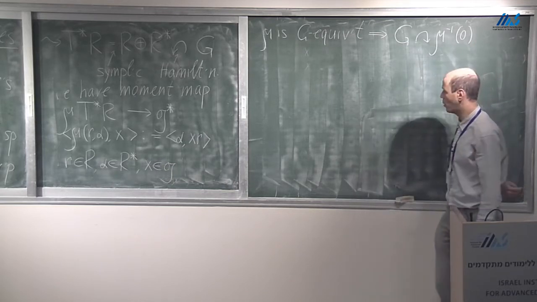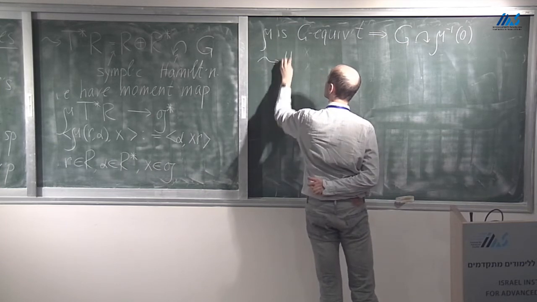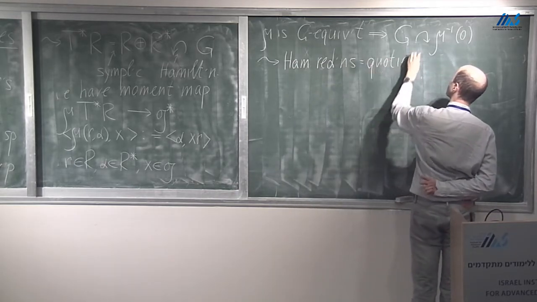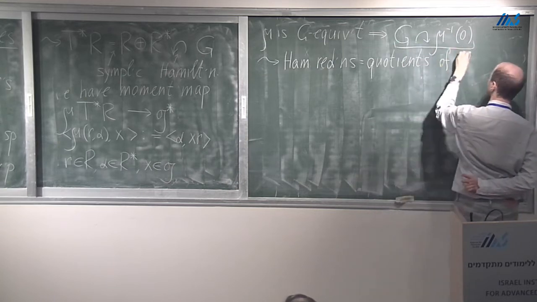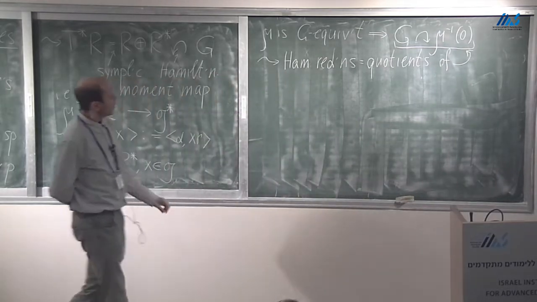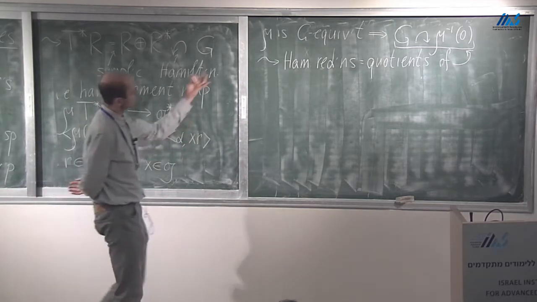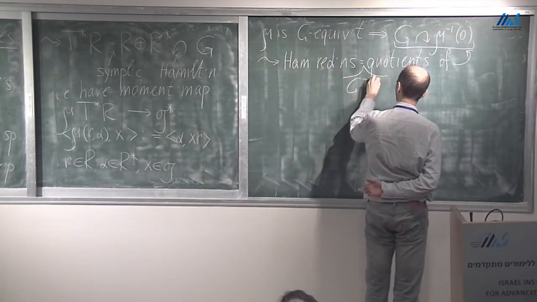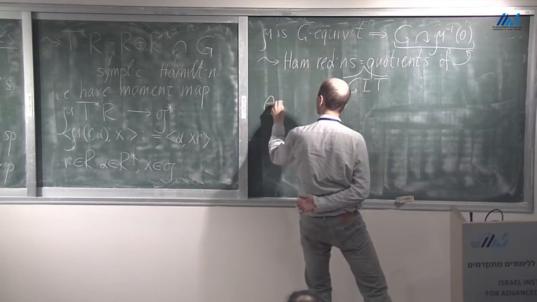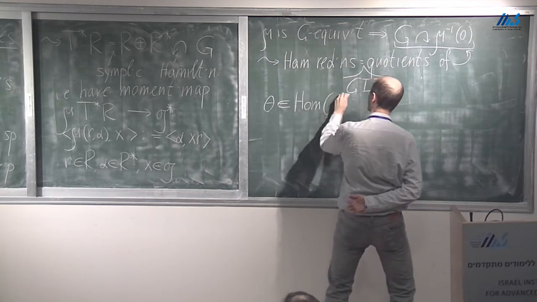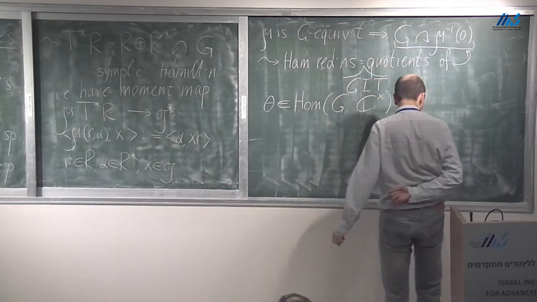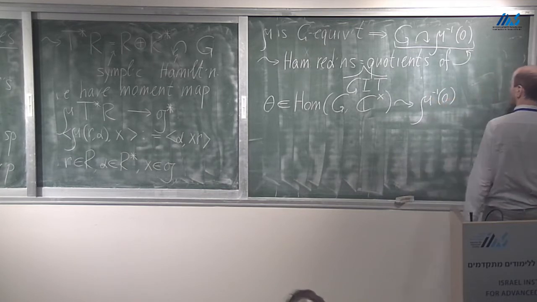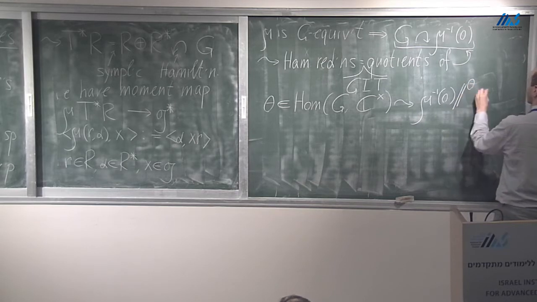Now, Hamiltonian reductions I care about are quotients of this section. Okay? Let me say a bit more about this quotient. So we are working in an algebraic geometric setting. We are going to consider GIT quotients. For this, we need to fix a character. Let me call it theta. So it's going to be a group homomorphism from G to the multiplicative group. And starting from this character, I can form the GIT quotient, which I'm going to denote like this, mu minus 1 of 0, two lines, theta G.